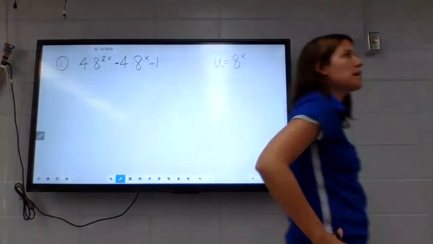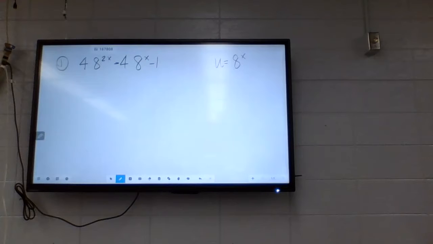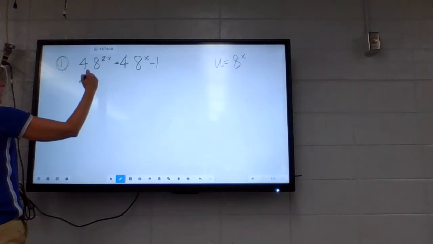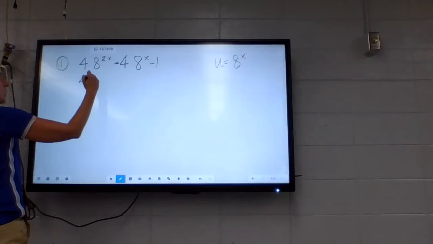But now that I think about that, I'm trying to think if it makes, no, because I need to square it, so no, I don't think that'll work. So this will become 4u to the second, because if I square u, that's going to become 8 to the 2x. I'm just raising them both to the same power. Oops, minus 1.